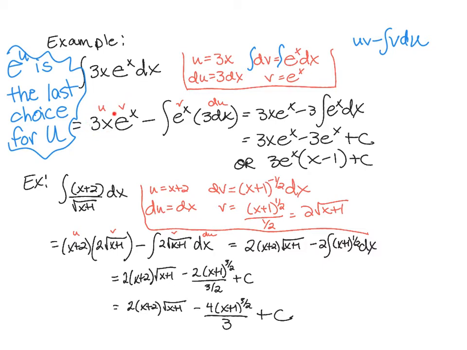V is e to the x, there's my v, minus the integral of v, which is e to the x, du is 3 dx. Now for this integral, I still have to do this integral, but it's going to be much simpler than what I started with. And 90% of the time, once I simplify this, it's going to be the same thing I did up here in the cheater box. That's one way to know that you're on the right track, okay?